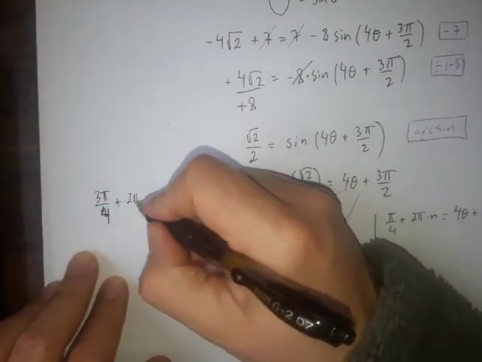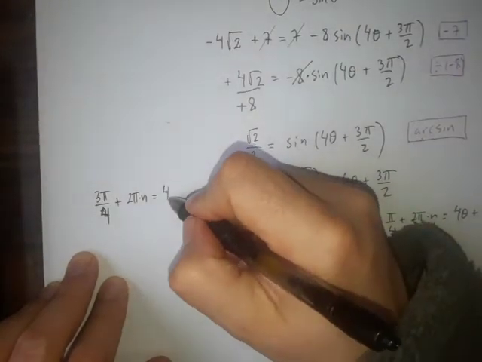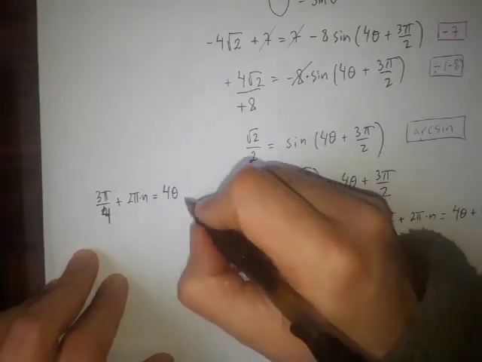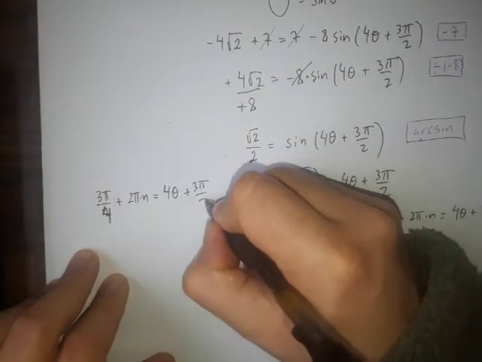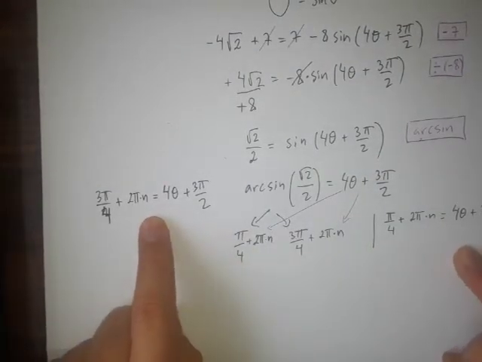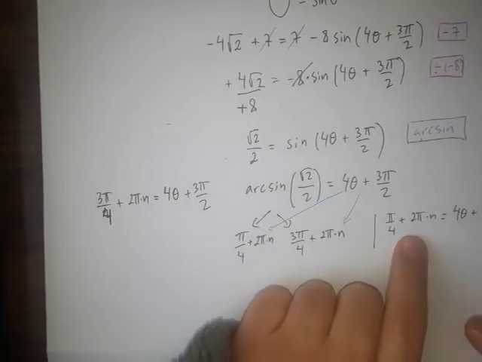Plus 2 pi times n equals 4 theta plus 3 pi over 2, right? Okay, so we have these two equations to solve now. The first thing we have to do in here is subtract pi.